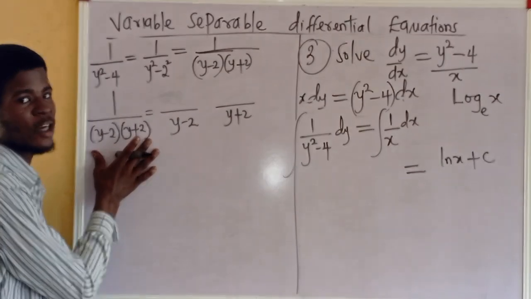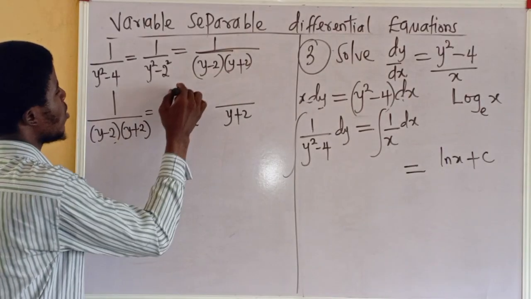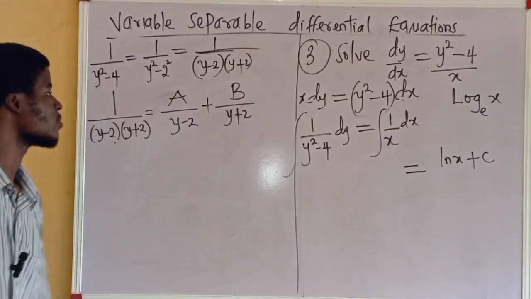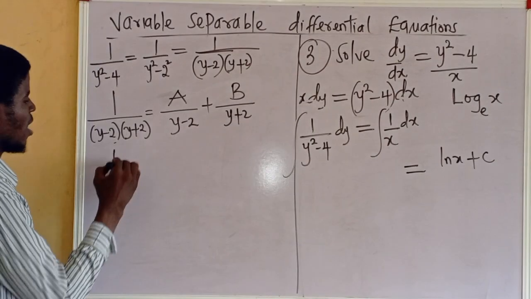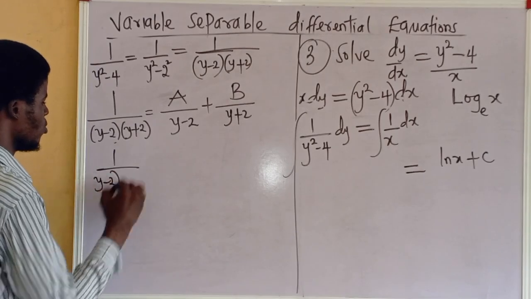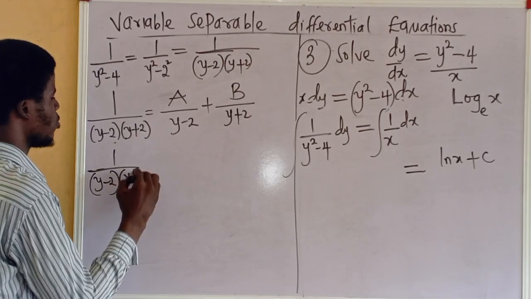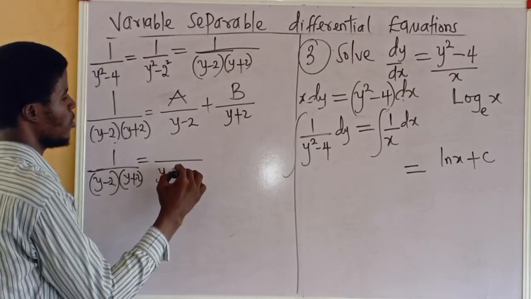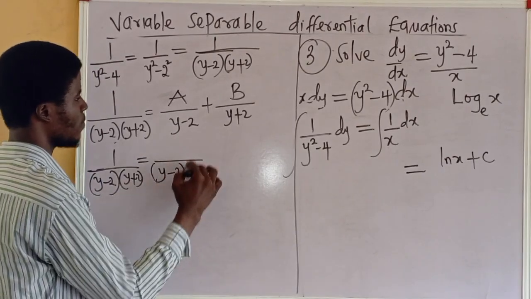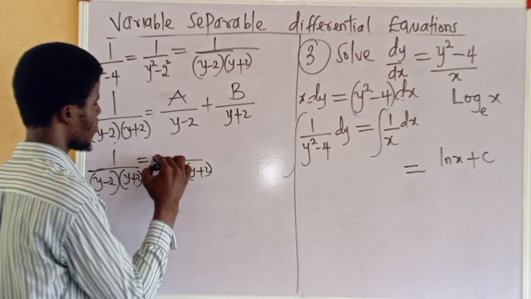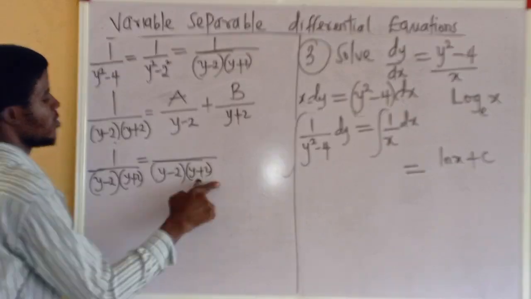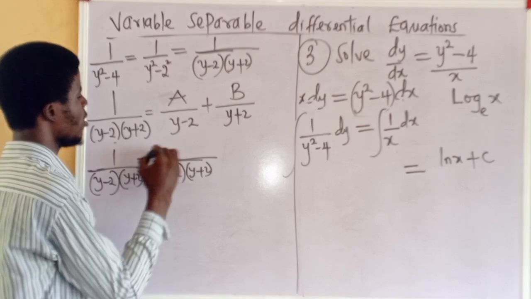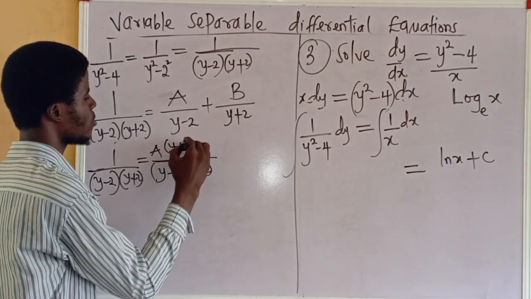Since we are having linear factors for each, I will assign constants and add them. So I have 1 all over y minus 2, y plus 2 equal to, the LCM of this is y minus 2, y plus 2, the same thing as what we have here. So this divided by y minus 2, we have y plus 2 times a. That's a into y plus 2.